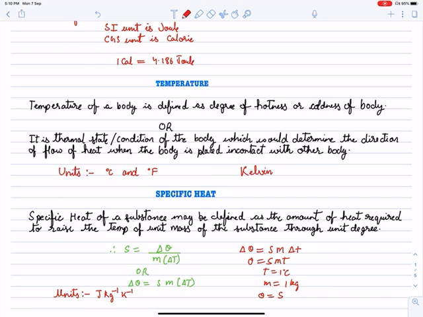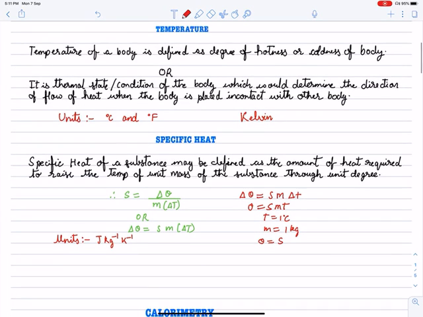It is very simple, I'll tell you again. Specific heat of a substance is how much heat we need to raise the temperature of that substance by 1 degree, if we have 1 kg of the substance. At this point of time, don't bother about del. You can simply remember it is Q is equal to SMT, where Q is heat, S is specific heat, M is mass, T is temperature.